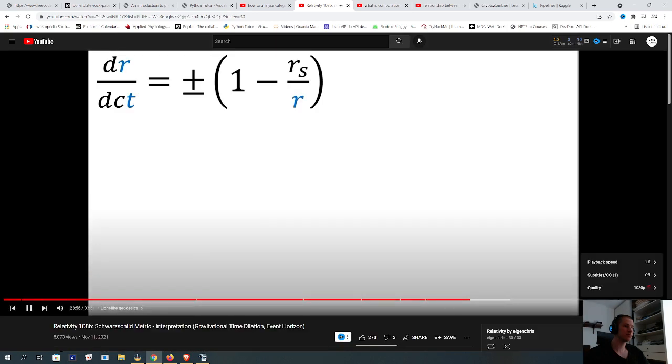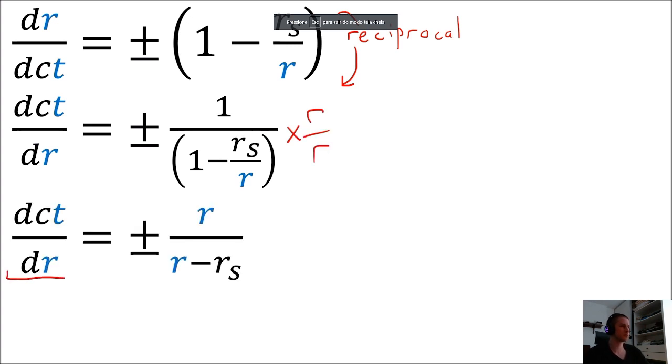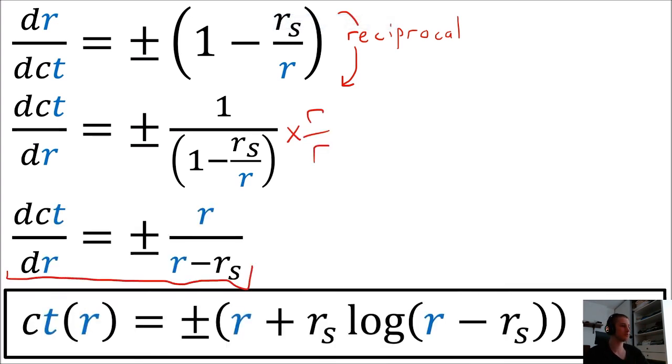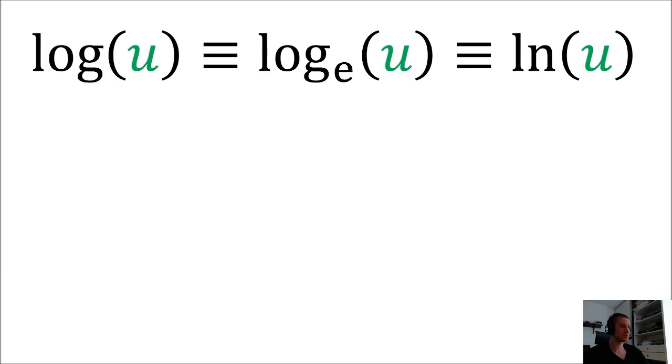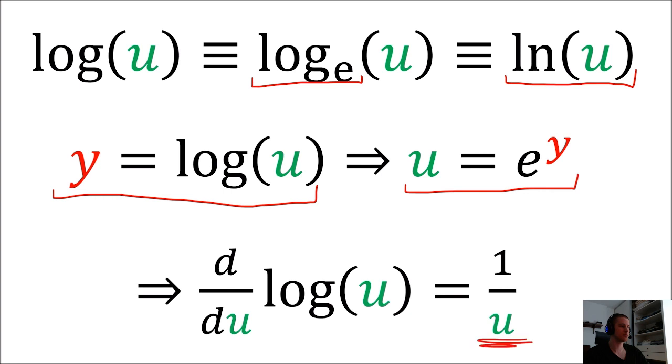So given this relationship for the paths of light beams in Schwarzschild coordinates, if we take the reciprocal of both sides and multiply by r over r, we get this differential equation, which has a solution involving log. When I write log, I'm talking about log base e, or what some people call the natural logarithm, or ln. So if y equals log of u, this means that u equals e to the y, and also the derivative of log u is 1 over u.